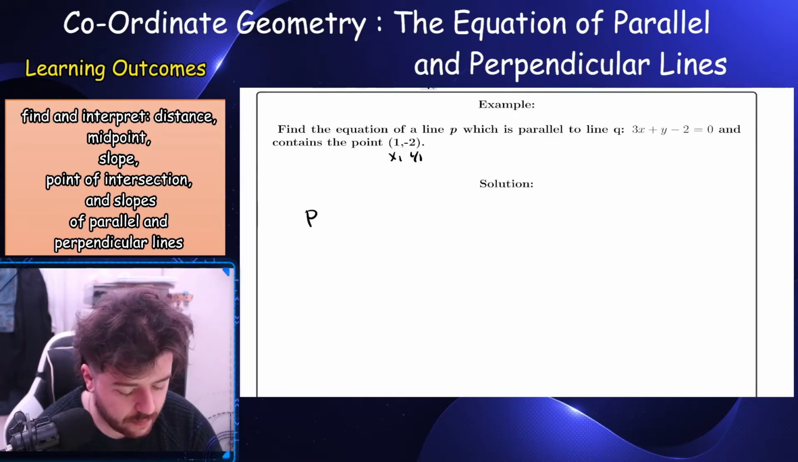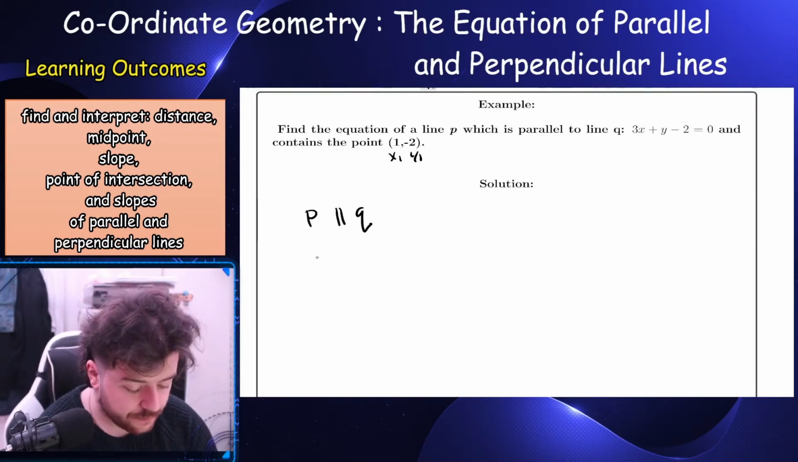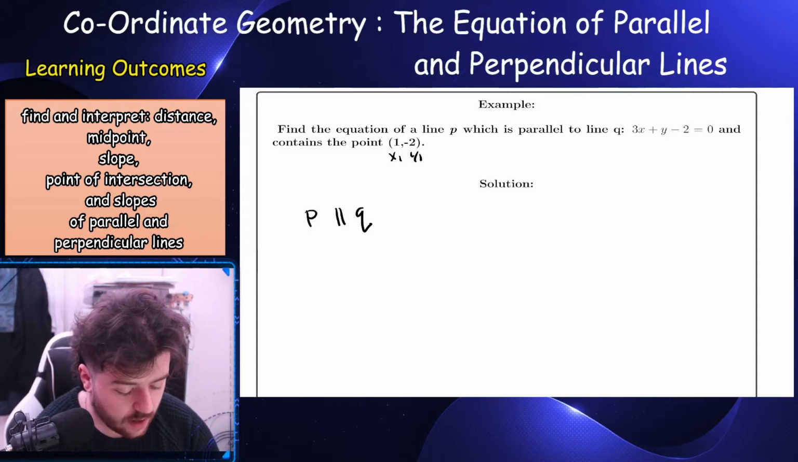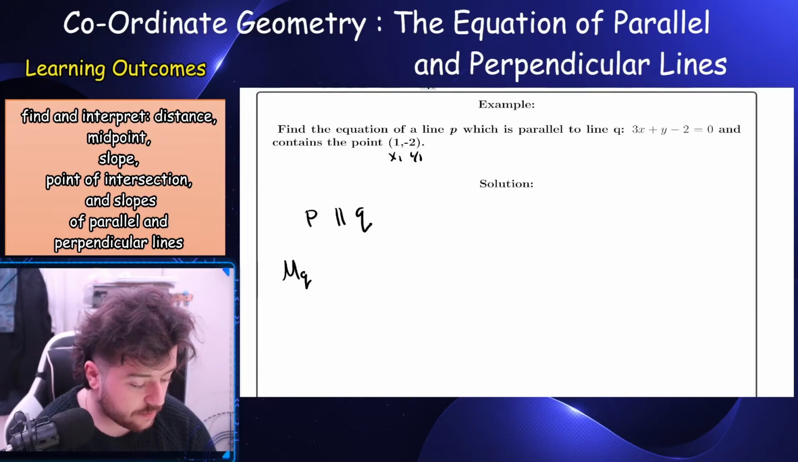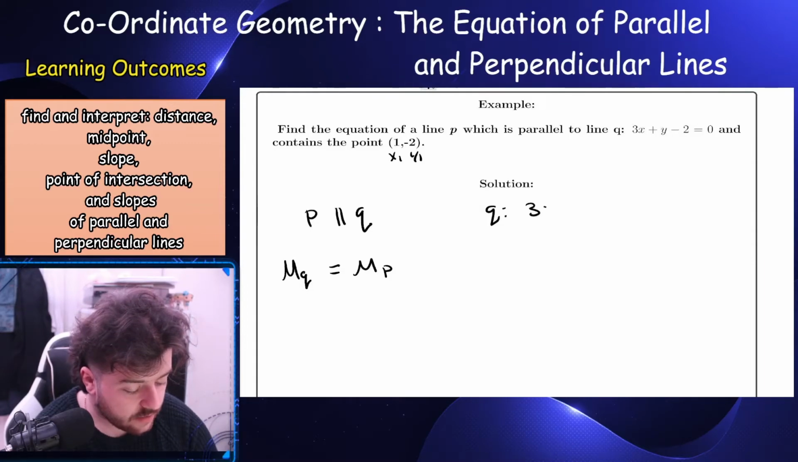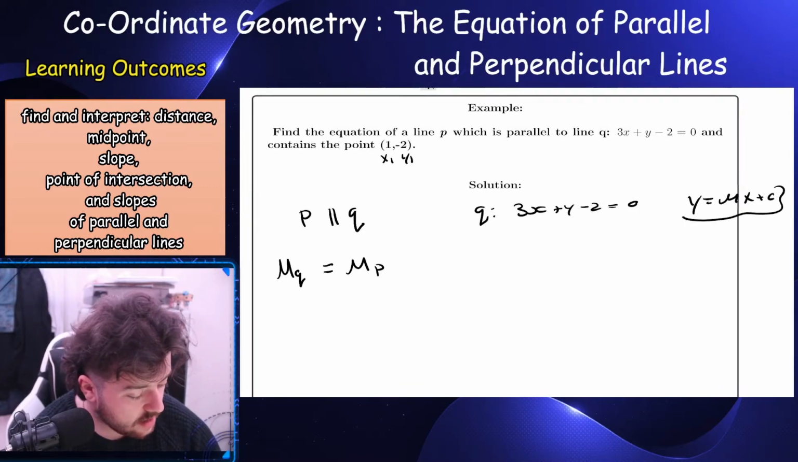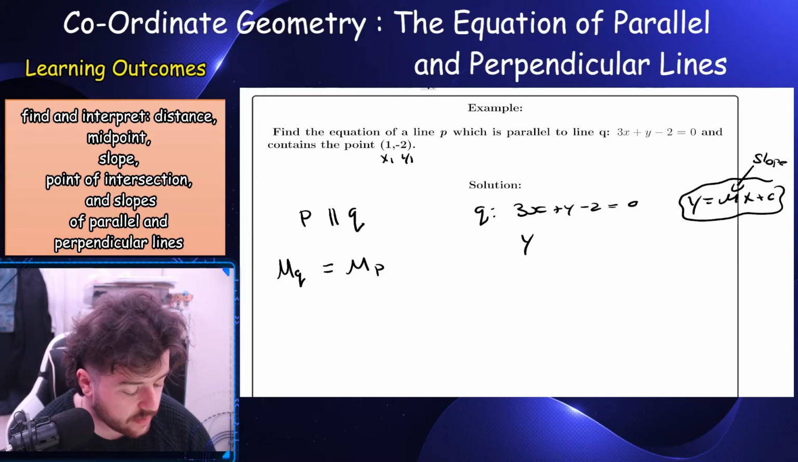Well, I know P is parallel to Q. So the line P is parallel to Q. So the slope of Q, I'm just going to say mQ. So I need to find that. So I know the slope of Q is going to be equal to the slope of P. So let's find the slope of Q. I'm going to rewrite 3x plus y minus 2 is equal to 0 into the form y equals mx plus c, where the coefficient of x is my slope. So get y on its own, I have y is equal to minus 3x plus 2.